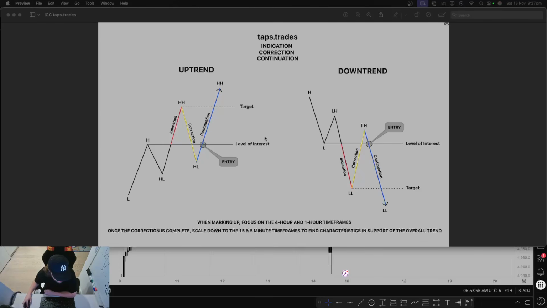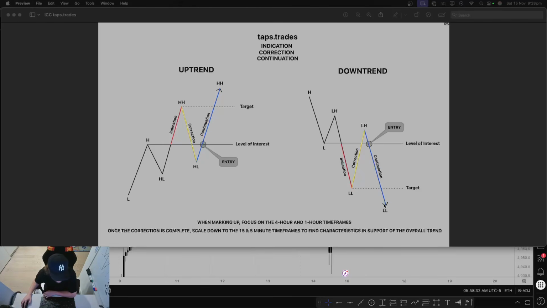The characteristics of an uptrend are when the market starts with a low and a high in the market. Price then creates a higher low, higher high, higher low, and higher high. So we're looking for these particular characteristics for an uptrend. The reverse of that is the market starts with a high, then confirms a low, creating a lower high, a lower low, a lower high, and a lower low. So those are the characteristics of an uptrend and a downtrend.